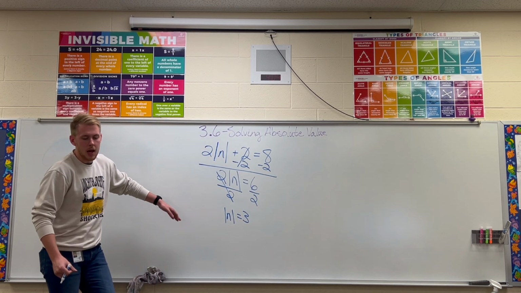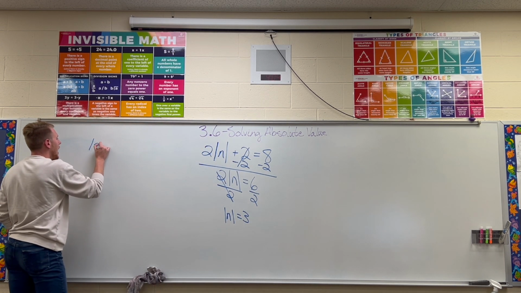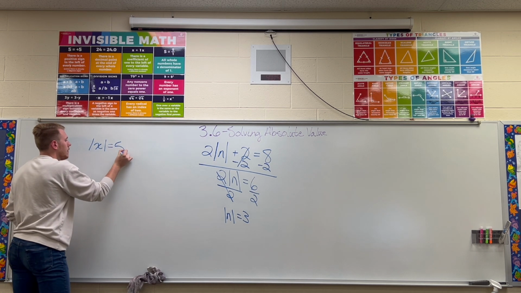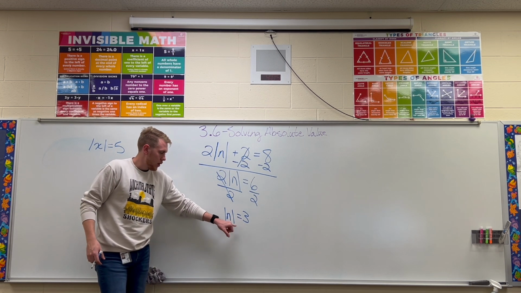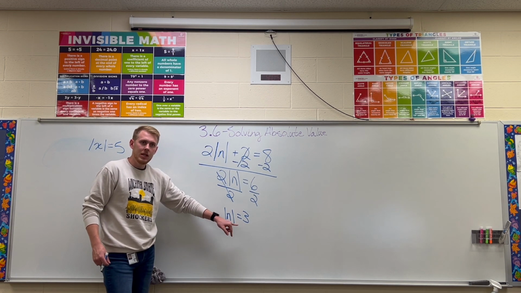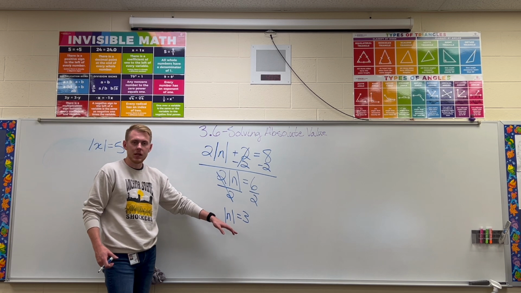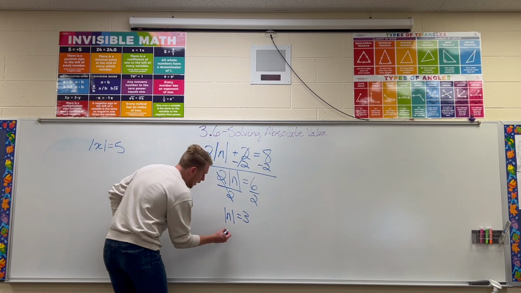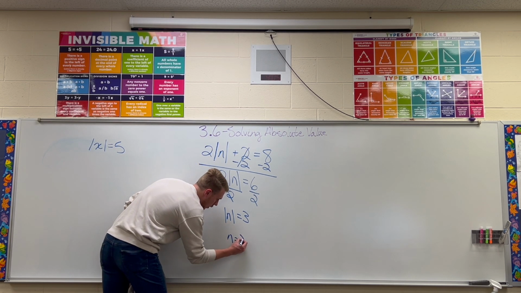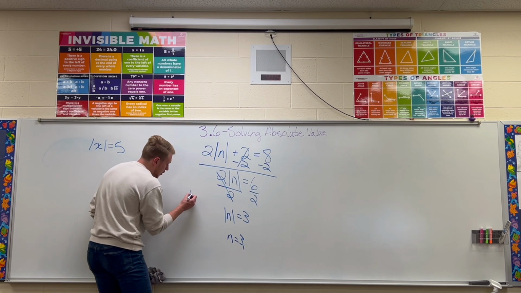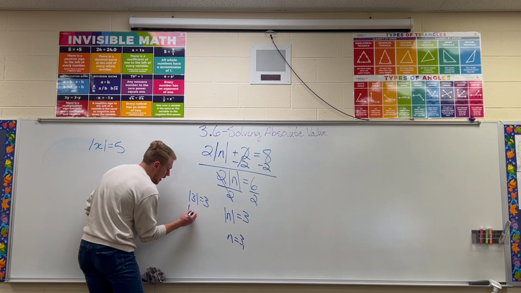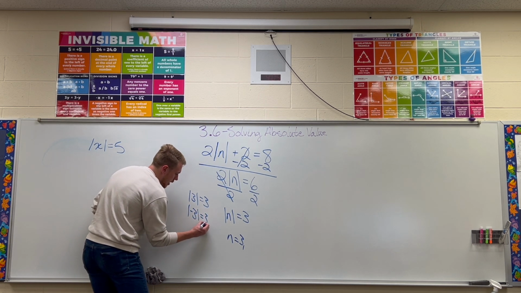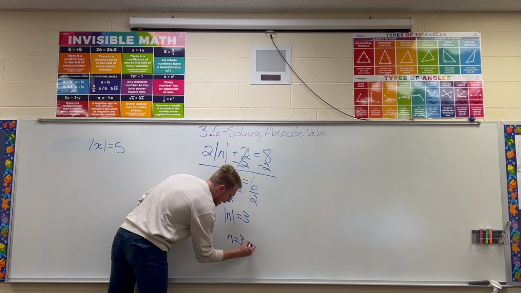So this is just like the other one, where we had absolute value of x equals 5. What two numbers are 3 spots away from 0? Well, n equals 3, because the absolute value of 3 is 3. And the absolute value of negative 3 is also 3. So my answer is n equals negative 3 and 3.